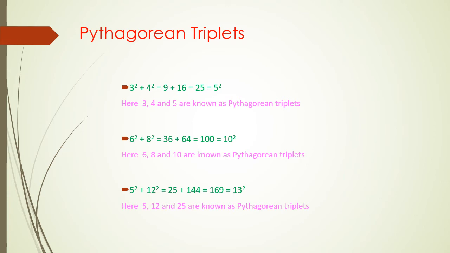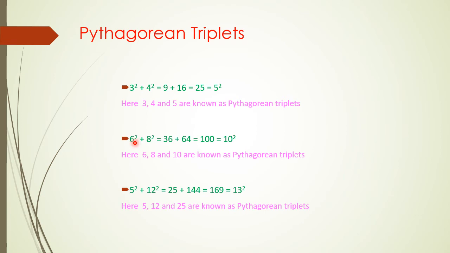Pythagorean triplets. Children, this line says 3 square plus 4 square is equal to 9 plus 16 is equal to 25 is equal to 5 square. Here 3 square is 9. 4 square you know 16. And adding, we get 25. Then it is equal to 5 square. So the squares of two numbers added, that answer 25 becomes the square of another number. So the three numbers 3, 4 and 5 are known as Pythagorean triplets.